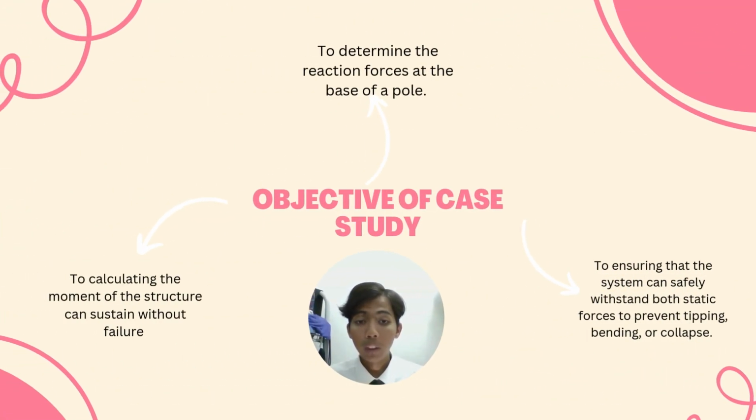The objectives of this case study are, first, to determine the reaction force at the base of the pole. The second is to ensure that the system can safely withstand both static forces to prevent tipping, bending, or collapse. The last one is to calculate the moment that the structure can sustain without failure.